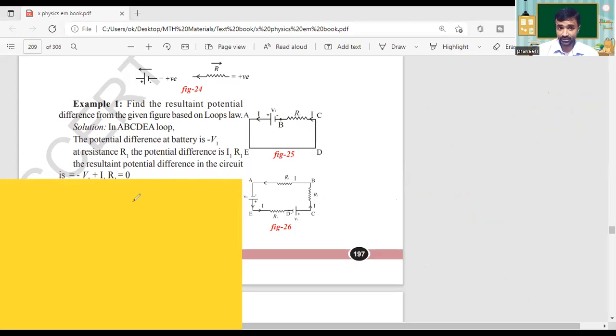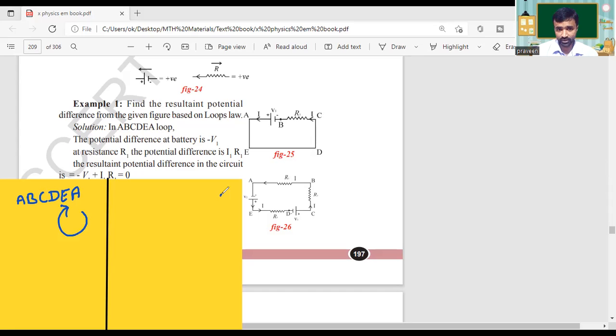For that, I need to select the path. You may select any path. It may be clockwise direction or anti-clockwise direction. Suppose I am in the clockwise direction, then here we will write the loop name as clockwise direction: A to B first, then B to C, C to D, D to E, and finally reaching the point A. So this is clockwise direction.